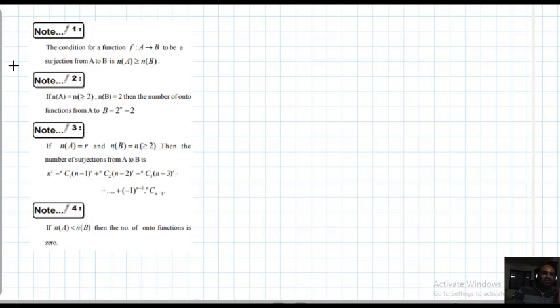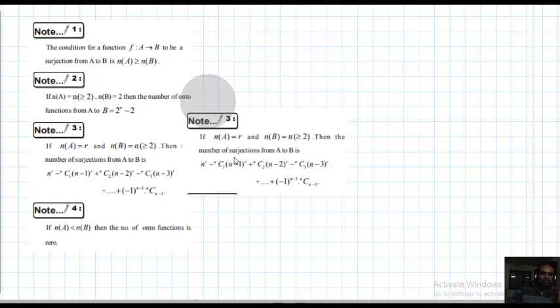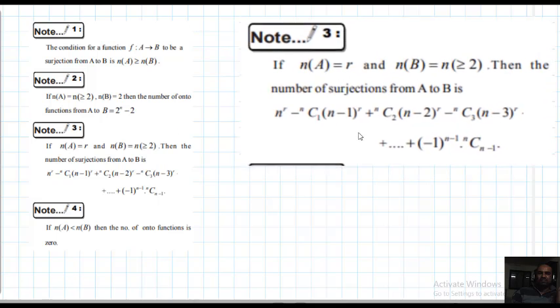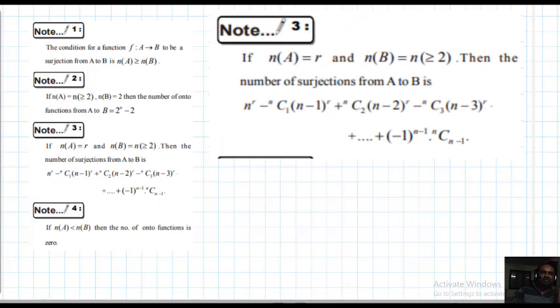Yeah, here the formula is given. By using this formula you can find it. I will enlarge it. Yeah. So here, note 1, note 2 I explained. Note 3: if n of A is less than n of B, then there are no onto functions.